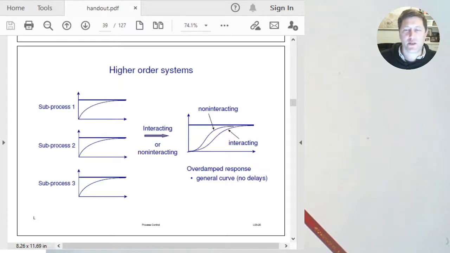So comparing this as we increase the order of the system, if we have first order processes 1, 2, and 3 as our subprocesses, when they are brought together in a sequence, we've seen that the non-interacting case always ends up being at least as slow as the slowest subprocess, and then when they're interacting, they're even slower still.